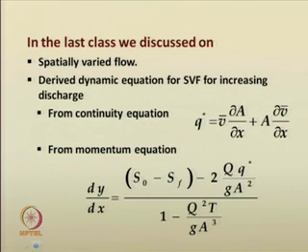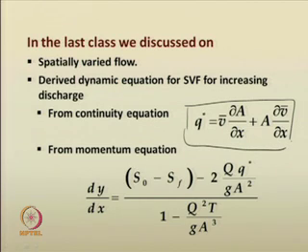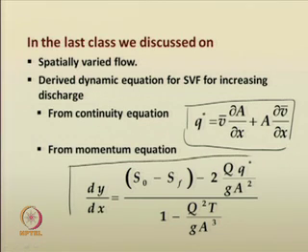In the last class, we had discussed the concepts of spatially varied flow. We had derived the dynamic equation for spatially varied flow for increasing discharge. That is, first using the continuity equation, we identified the rate of increase in discharge per unit length. It was given by the following expression. Then subsequently, using the momentum equation, we had derived the dynamic equation for spatially varied flow.